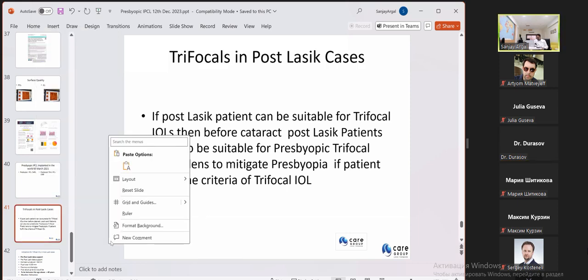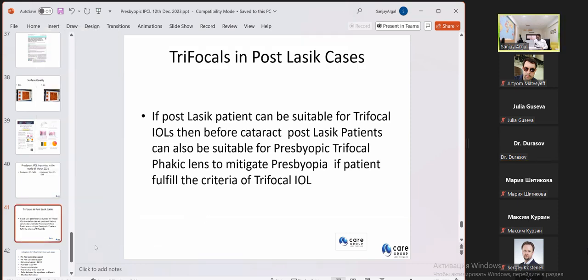And this is not a bifocal, this is a trifocal lens, and the bifocal or trifocal criteria will be applicable for presbyopic patients like normal cataract patients.